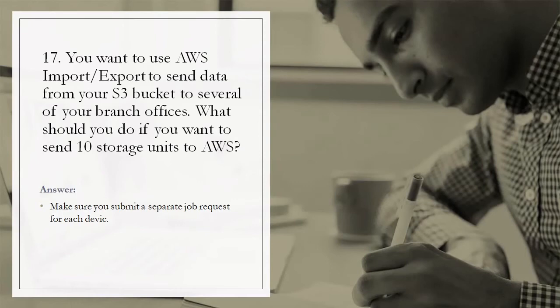Question number 17. You want to use AWS Import or Export to send data from your S3 bucket to several of your branch offices. What should you do if you want to send 10 storage units to AWS? Answer: make sure you submit a separate job request for each device.